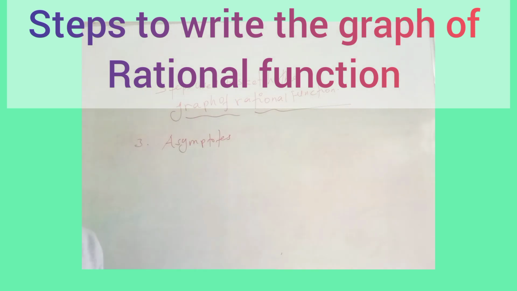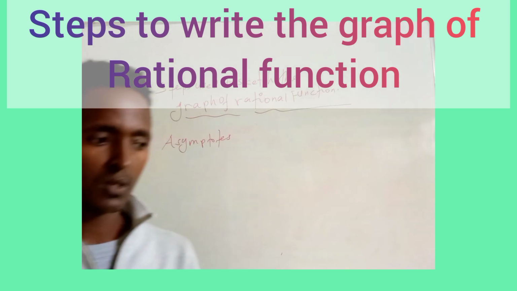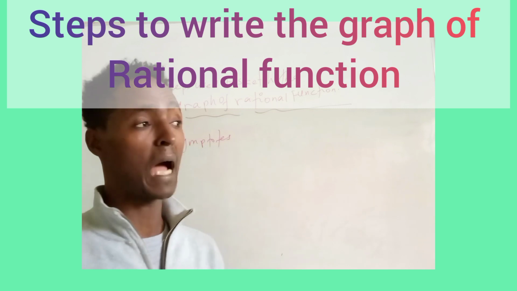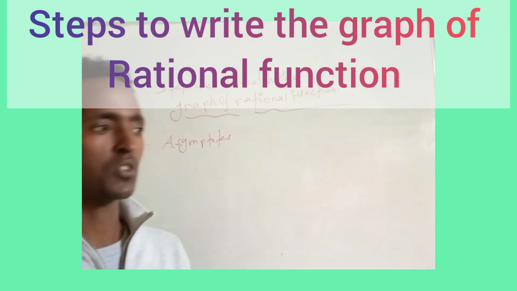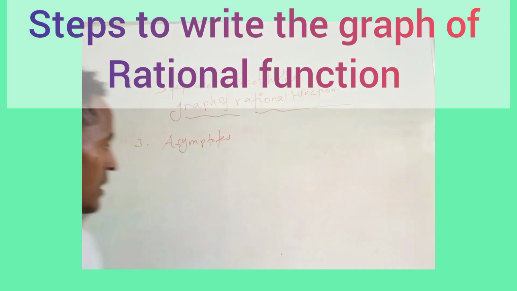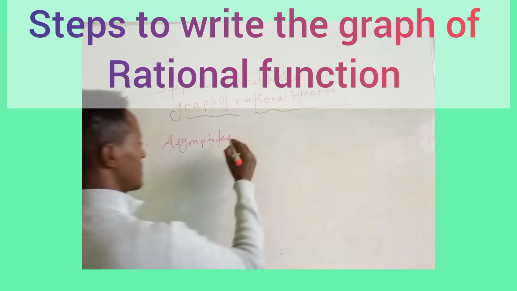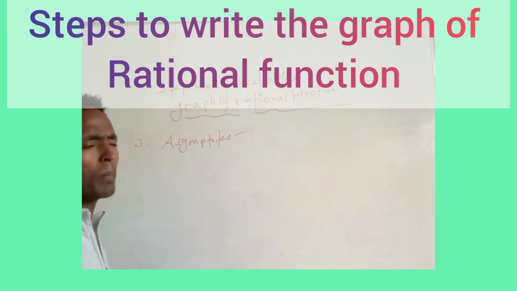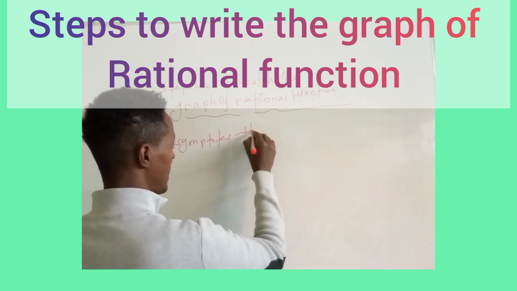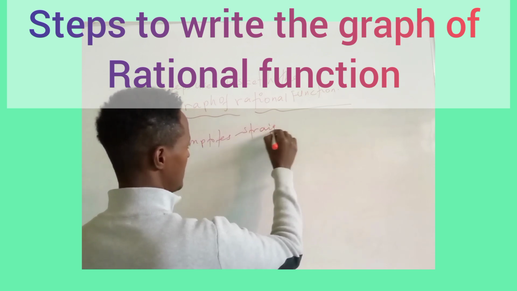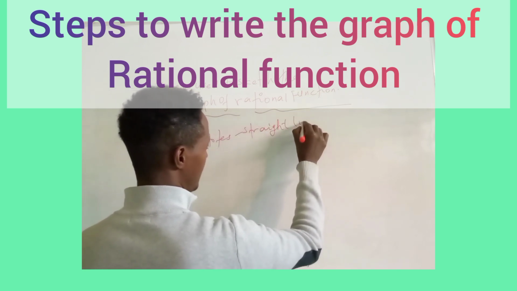As I said previously, an asymptote is a line to which the graph may approach as closely as possible, but never cross or touch. An asymptote by itself is a straight line. It cannot be a curve or a parabola. It is always a straight line.